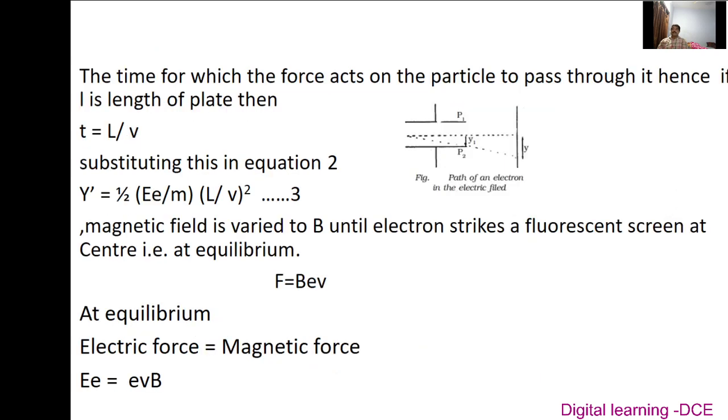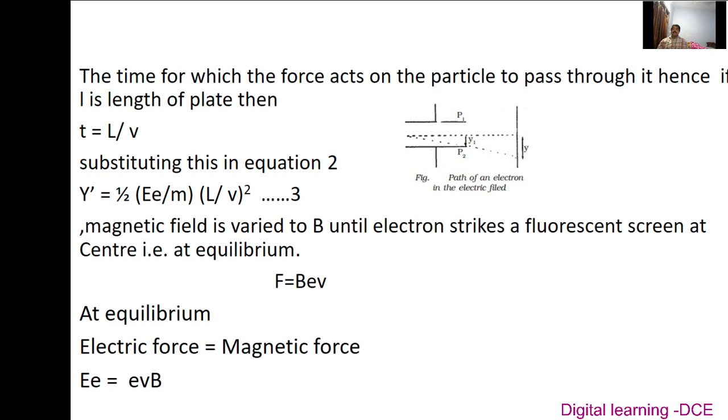The time for which the electron moves in the electric field is given by t is equal to L by v, where L is the length of either of the plates and v is the velocity of the electron. Substituting the value of t in equation 2, we get y dash is equal to half into eE by m into L by v whole square. Call it equation number 3.